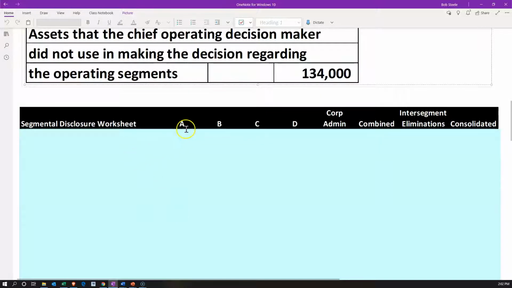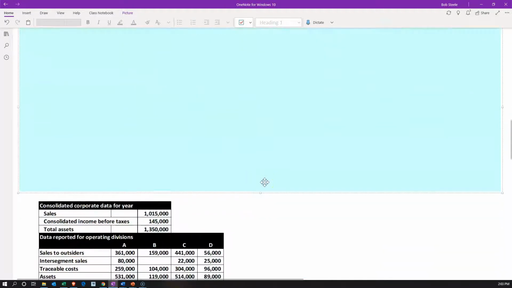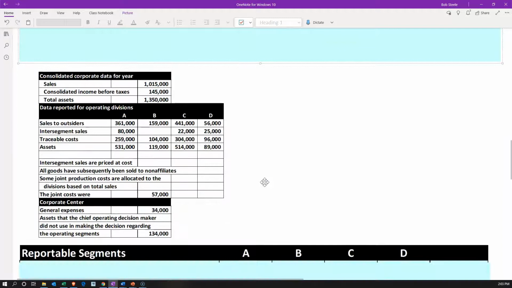Okay, so then we got the segments being A, B, C, and D. We have the corporate admin, the combined total here, and then we have inter-segment eliminations. So if there's any elimination items we need, and then after the elimination items, that'll be our consolidated number. All right, so we're going to have the revenues. We're going to start off with the revenues. We're just going to be pulling this from the data. I'm going to look at the same data down below, but it's a little bit smaller so that we can see it.